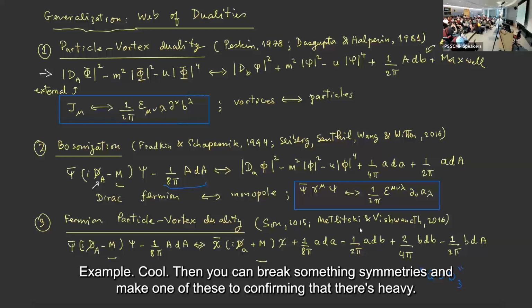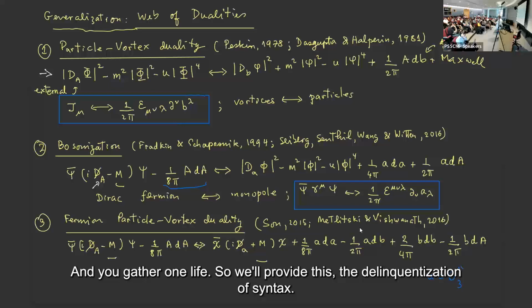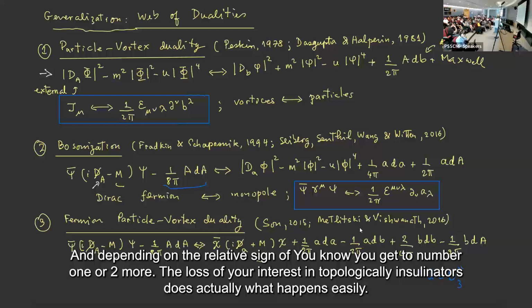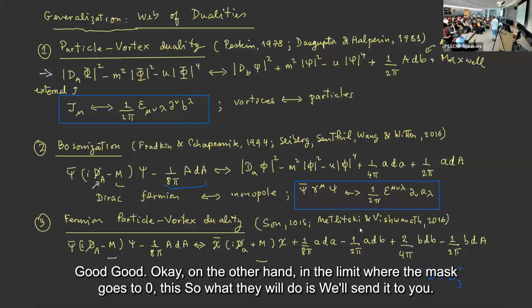Then you can break some symmetries and make one of these so-called fermion doublers heavy and leave the other one light. So the regularization associated with this is the so-called heavy doubler. Depending on the relative sign of these two fermions, you get either Chern number 1 or Chern number 0. For those of you interested in topological insulators, that's actually what happens: there is a phase transition between a trivial insulator and a Chern insulator, and this is also present here. Let me come to that later.